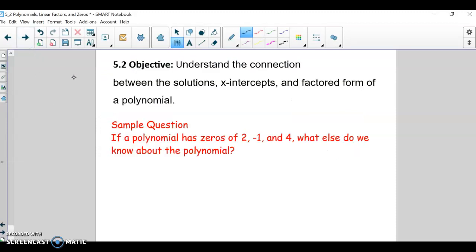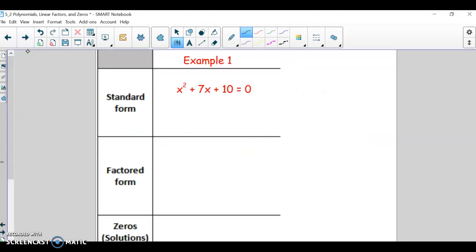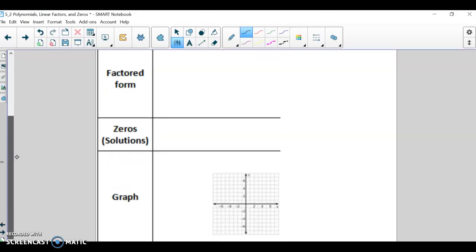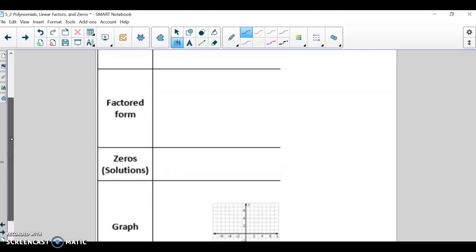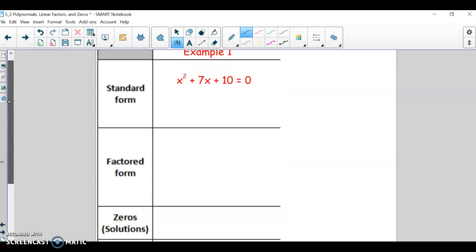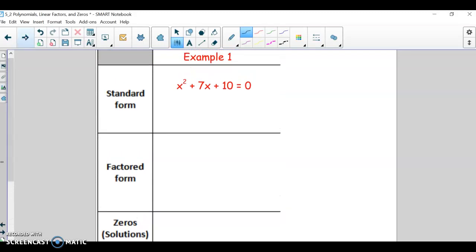All right, new stuff. So we're on 5.2 today. We are still dealing with polynomials, but we want to understand the connection between their solutions, x-intercepts, and factored form. All right, and so there's a note sheet that goes with this, and you can either print it off or just take notes in your notebook. But if you look, it'll give you one of the parts. So we have the graph, the zeros are solutions, which are really the same thing, factored form and standard form. All right, and so if we know one of the parts, we should be able to fill in the rest.